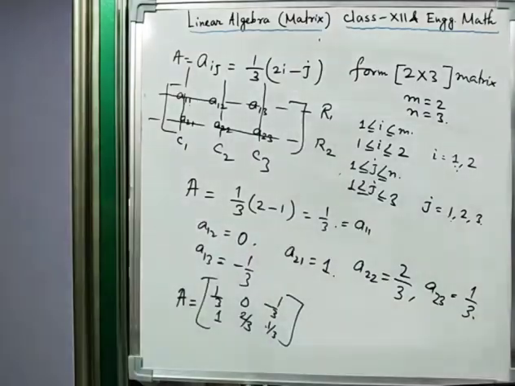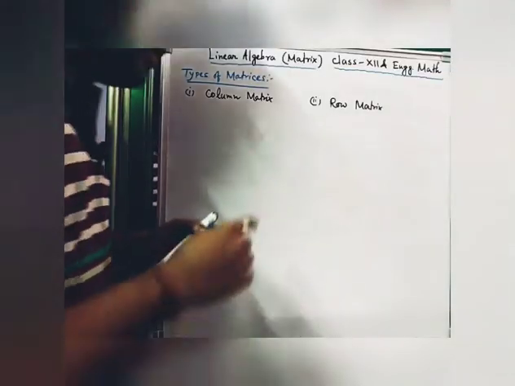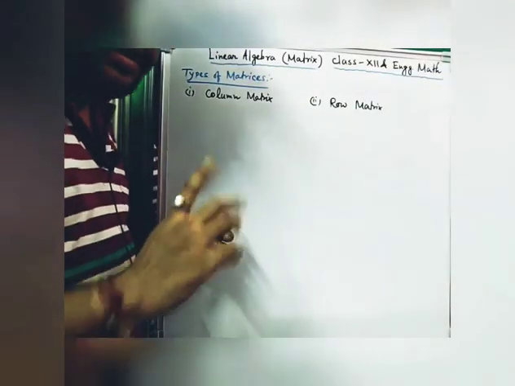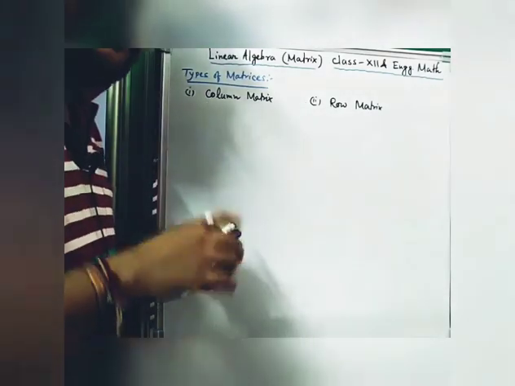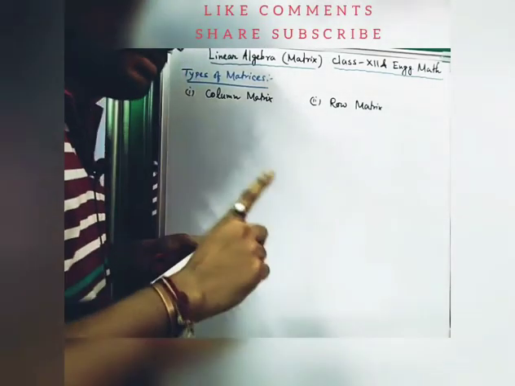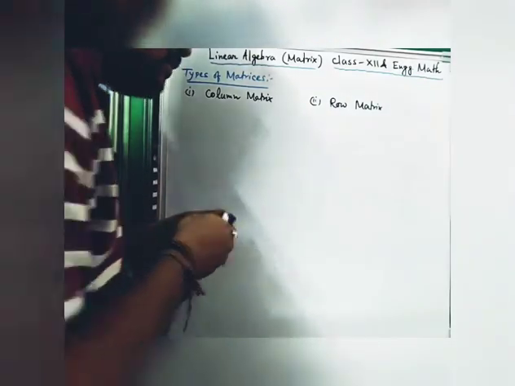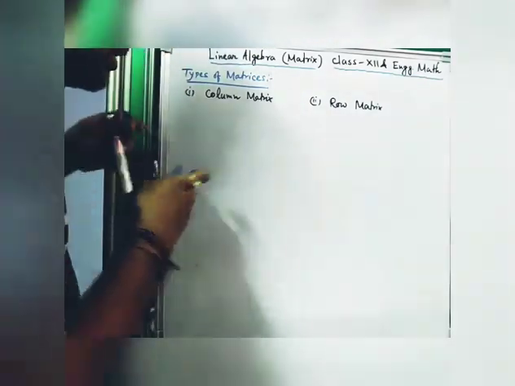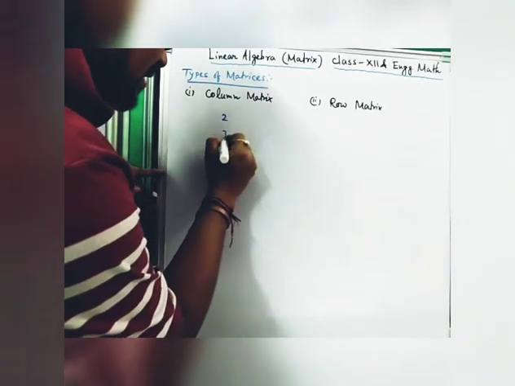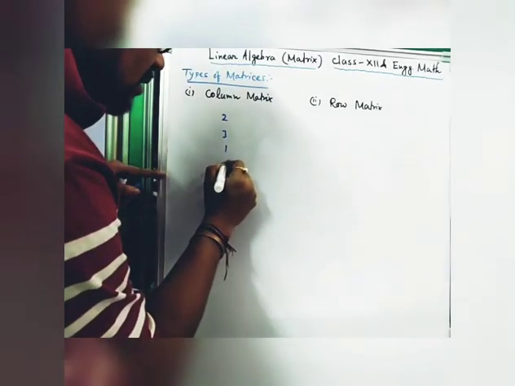Okay, so here in this video you can see the types of matrices. Okay, first of all the column matrix. Column matrix means it has only one column. Please remember it has only one column, but row may be anything. Okay, so any number of rows can exist, but there must be only one column. Suppose I am writing in this way. Okay, I am giving an example, 2 3 1 5.